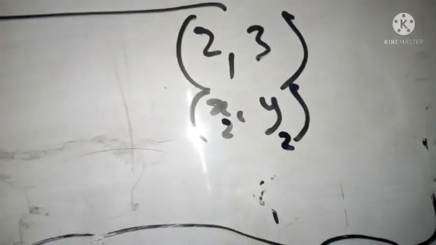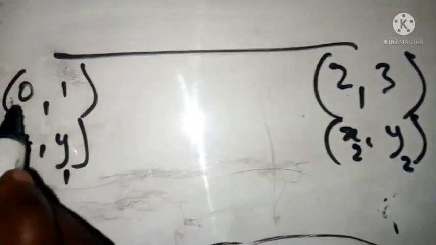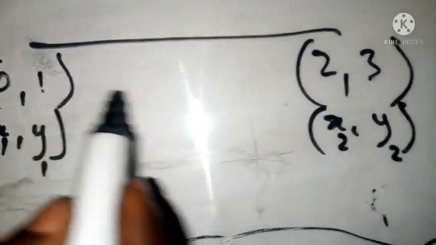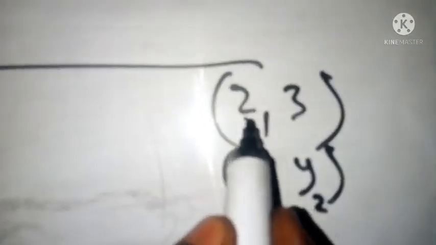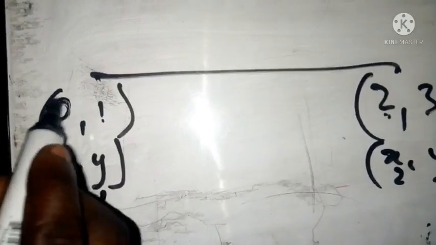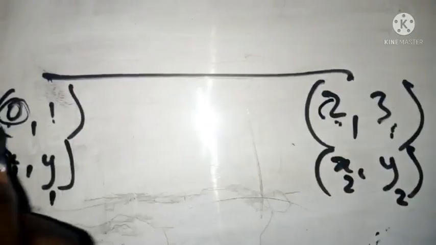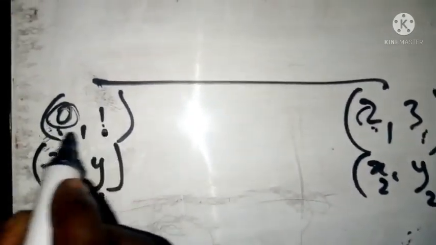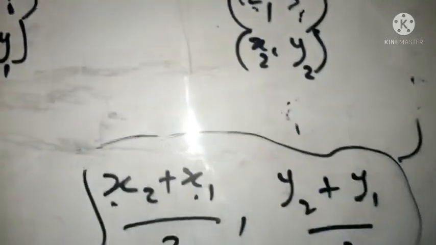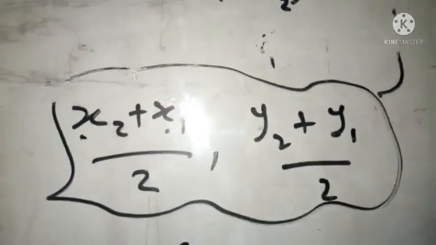Don't let the variables confuse you, just understand what is happening. So this is the first x, and then the first y here, and then the second x here, and the second y. Is that okay? So if you want to find the midpoint of these two points, you just need to add the x values and divide by 2, and the y values and divide by 2, right? Is that okay? So this is how simple it is to find the midpoint of any given points.